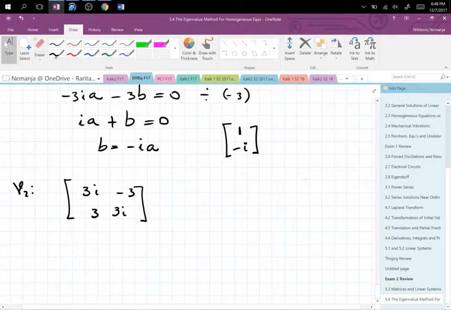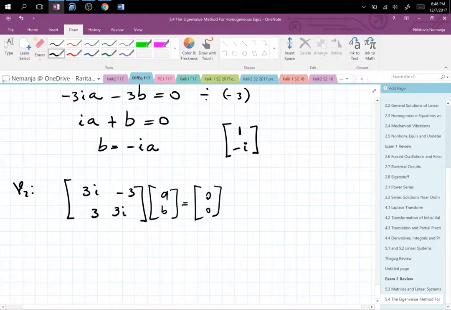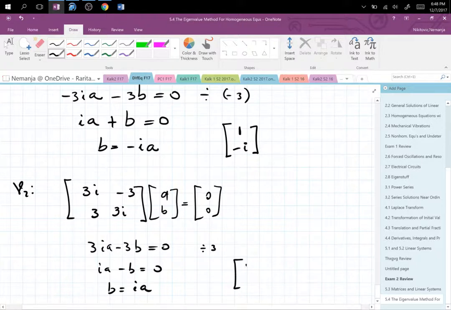So what we have over here, times a b, which is the eigenvector we're looking for, 0, 0. So now you have 3i a minus 3b equals 0. Divide by 3, we have ia minus b equals 0. b is ia. So if a is 1, b is i. So I have v1 and I have v2. Those are my vectors. You should put these little arrows on top.